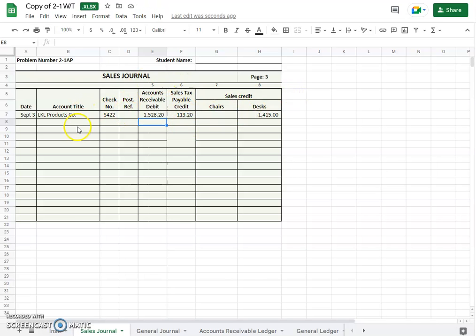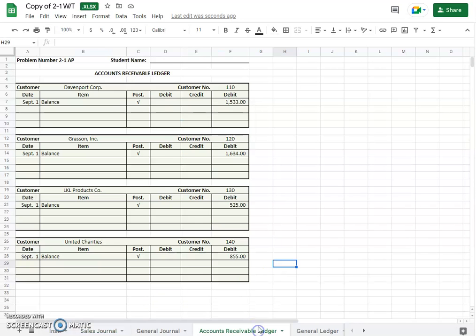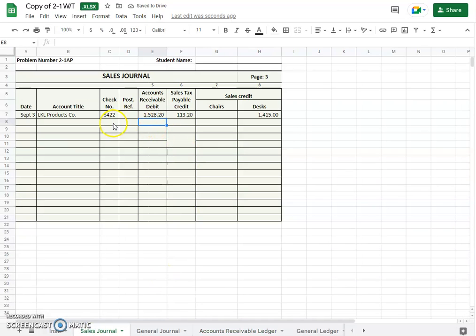And now we'll post this to LKL Products, so $1,528.20. So we'll go down to our accounts receivable ledger, $1,528.20. Our new debit balance will add to the old debit balance. And this was on the 3rd of September. And it was from Sales Journal, page 3, I believe. So now we'll put customer number 130 back here in our posting reference. And we'll do our next one.